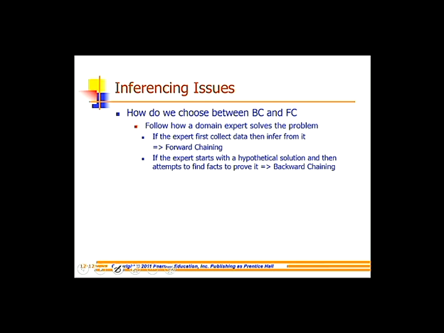So you may ask, how should we choose whether backward chaining or forward chaining for a particular problem? This is the first inference issue. We'll talk about several of them today. To decide between forward and backward chaining, follow how a domain expert tries to answer your questions, how they solve these problems. If the expert collects the data and then infers from it, then we should use forward chaining.